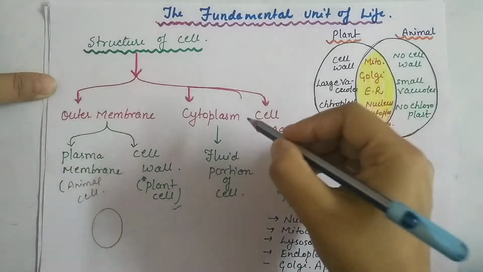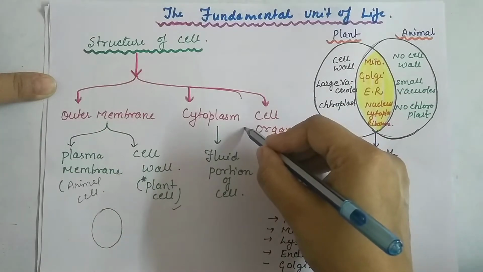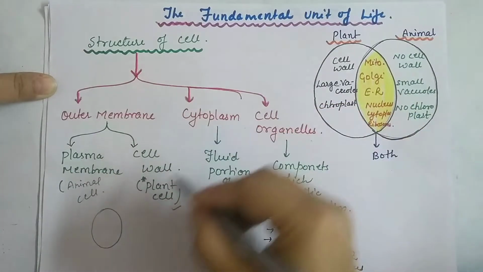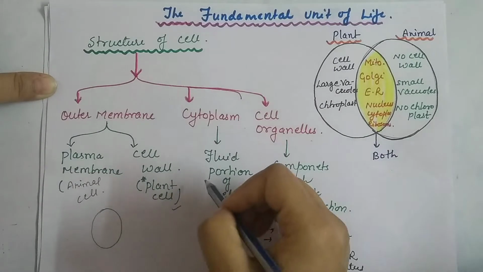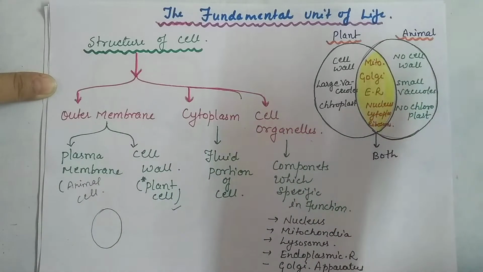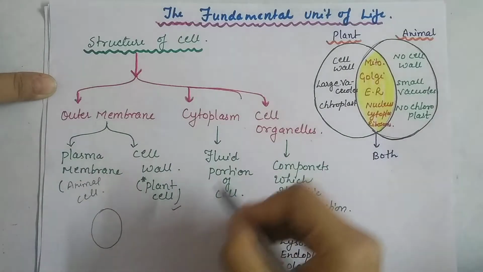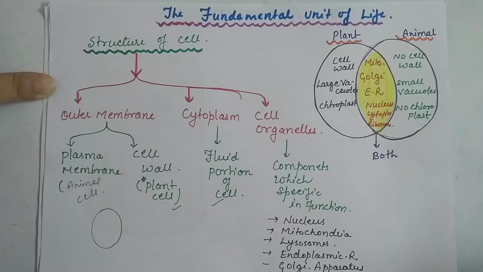Second comes the cytoplasm. Cytoplasm is the fluid portion of the cell, in which all the things are embedded, and it helps in the transport of substances between the different components of the cell. So it is the fluid portion of the cell.